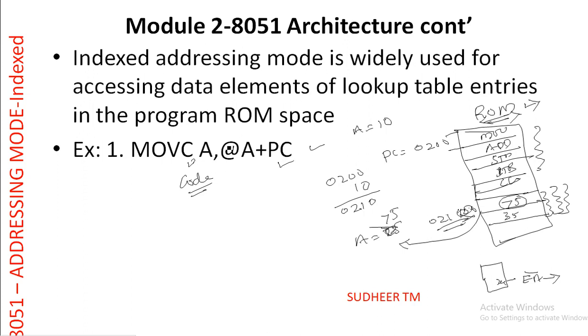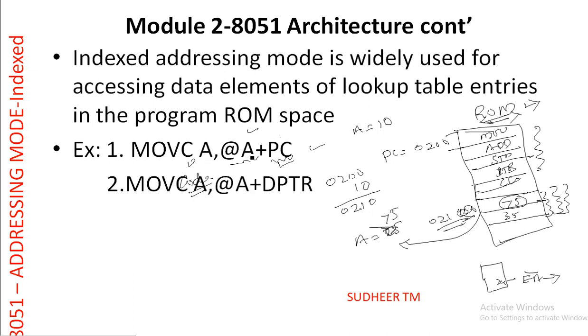So what happens here? The data will be copied to the accumulator from the memory location indicated by the sum of the content of accumulator and program counter. That is what indexed. So here there is a relative, plus indexing, from the present location the content of accumulator. That is what indexed addressing mode.